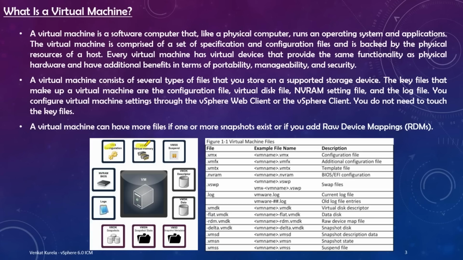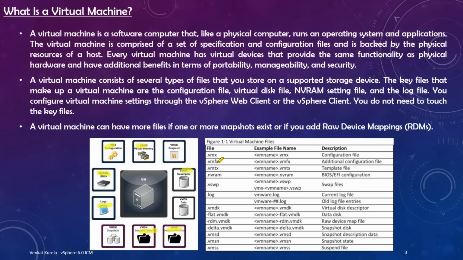VMX file, VSwap, VMDK, VMSD, VMSN, log file, and VRAM file. So there are a couple of files. Let's see one after the other. Guys, don't confuse. A virtual machine is a software computer, right? It is made up of some files.